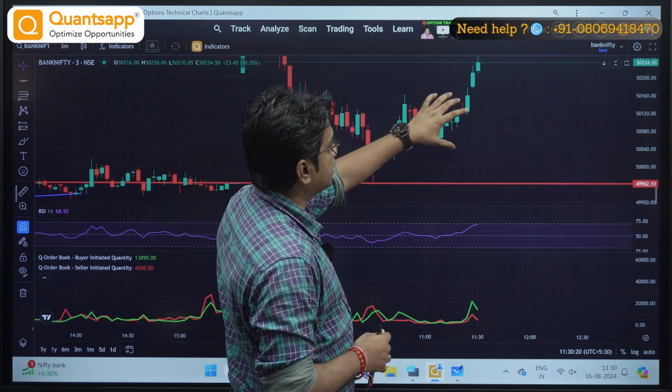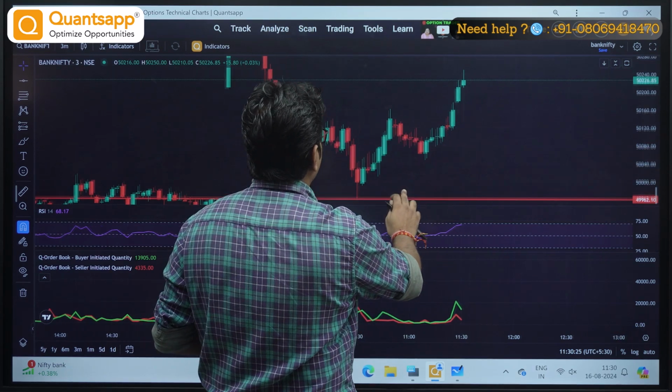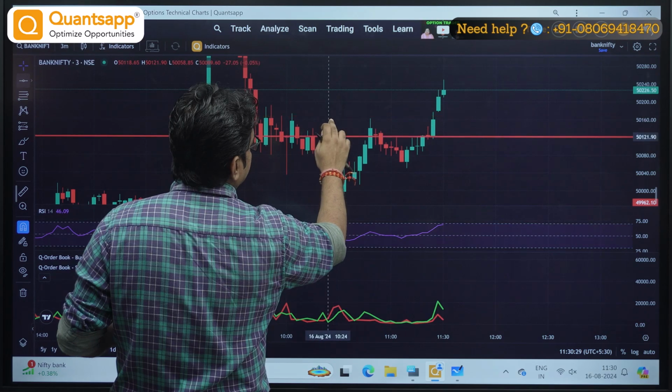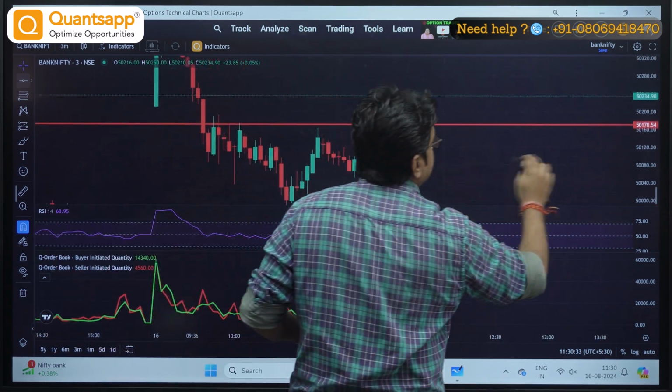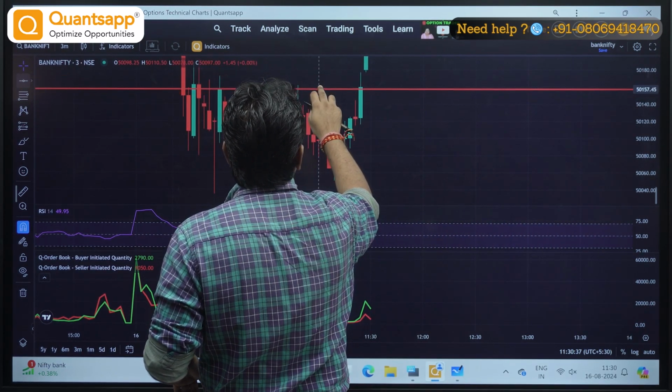Okay, if I am taking the trade over here, I will keep my stop loss at this swing. Okay, let's just say I want to wait for the breakout. Okay, so this is the breakout. Here the breakout has happened. You can see this is the breakout.